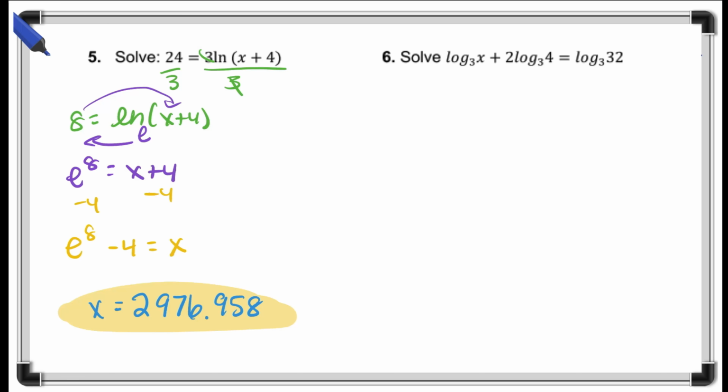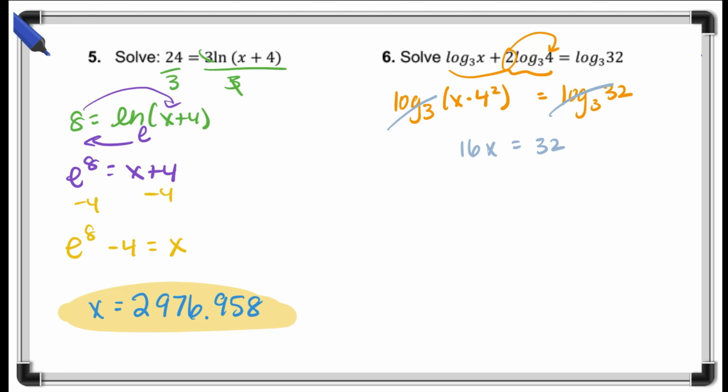Okay, in this question, what we're going to have to do is combine or condense those logs. So this 2 is going to become the exponent of that 4. So when you have addition and you're going to combine, you're going to multiply. So you're going to have x times 4 to the second power. That's equal to the right side. So then when your bases are the same and you have a single log, you're going to set the arguments equal to each other. So that is 16x is equal to 32, and divide both sides by 16, and x equals 2.